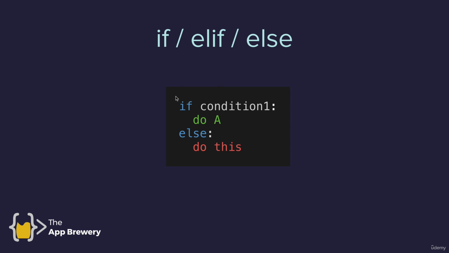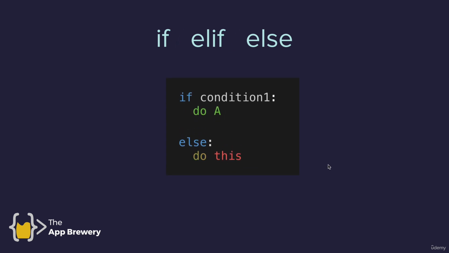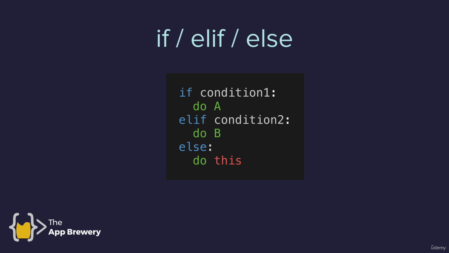Instead of having a simple if-else statement where there's only one condition, if it's true, do this, otherwise do that, you can add as many elif conditions as you want. So we can check for condition 1. If that's true, then do A. But if that's not true, then we can continue and check for condition 2. If condition 2 is true, well then we can do B. And finally, if none of those conditions were true, we can do this final thing.